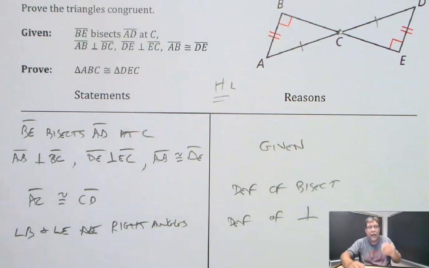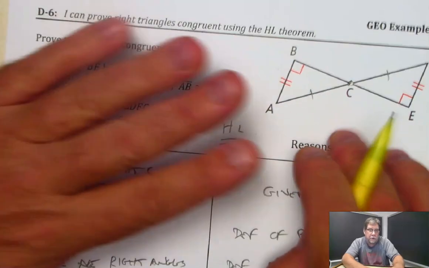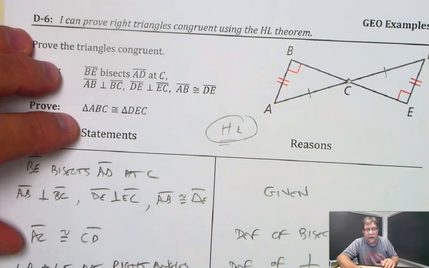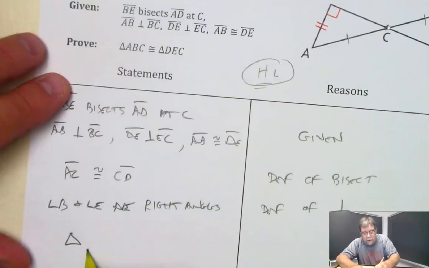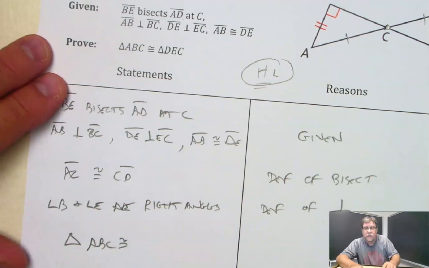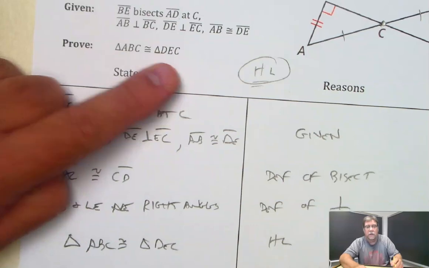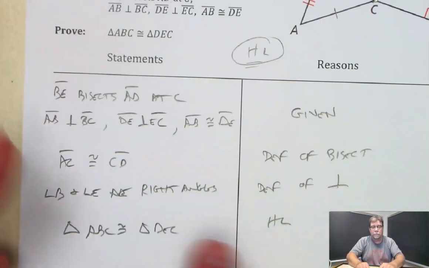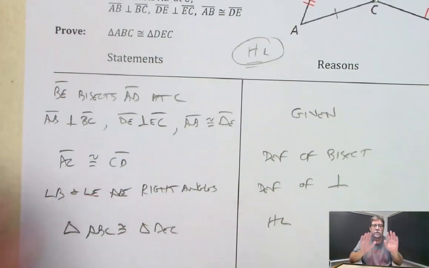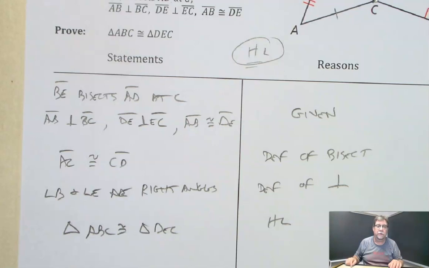Okay? And now that's a right triangle, and I have H and I have L, so now I can say triangle ABC is congruent to triangle DEC because of HL. It is important that you write this down for the precision of the proof. So there it is. We've proved that those two triangles, those two right triangles, are congruent according to the HL theorem.